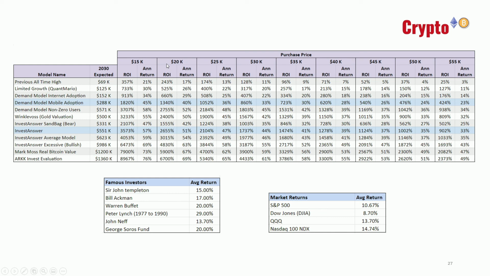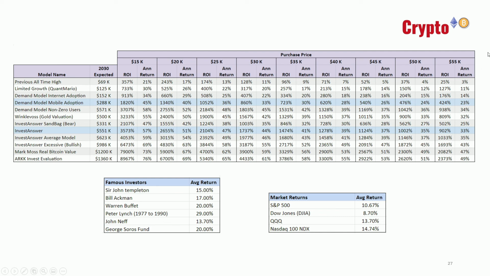Now, up here, you're going to see the different purchase prices. And all this says is if you purchase Bitcoin at like 15,000, and then we go down here and your target was 288,000, then you would see a 1,820% return on your investment. And if we annualize this, that would be a 45% annual return on that investment. And again, if you bought at 20,000, that goes down to 40%, 25, 36, and so on and so forth.